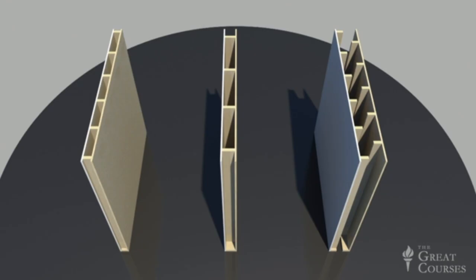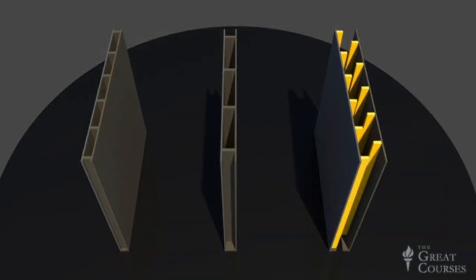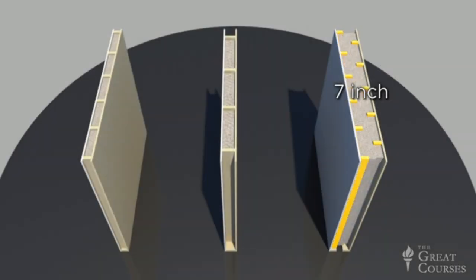To address this shortcoming, some builders are now using 2 rows of 2x4 studs staggered like this to eliminate thermal bridging entirely, while also providing a 7-inch deep cavity for even more insulation. But perhaps the most effective approach of all is to eliminate wall framing altogether by using a technology we first encountered back in our lecture on residential structural systems, the structural insulated panel, or SIP.